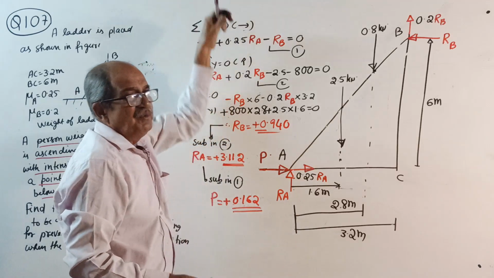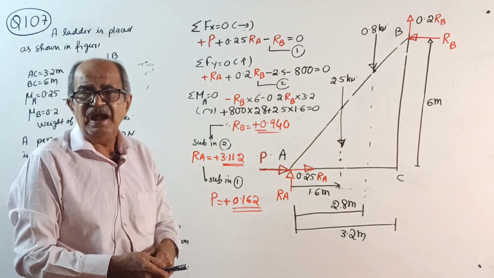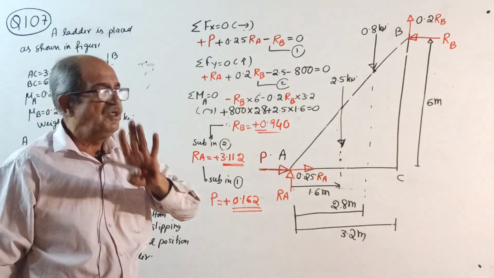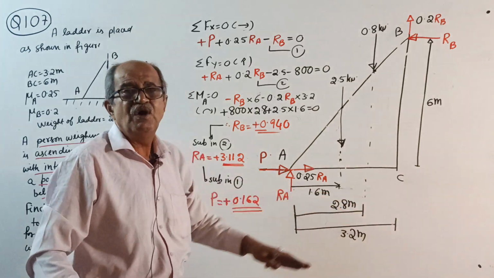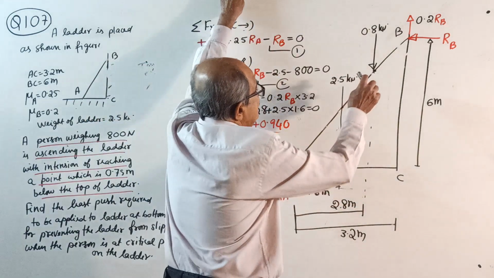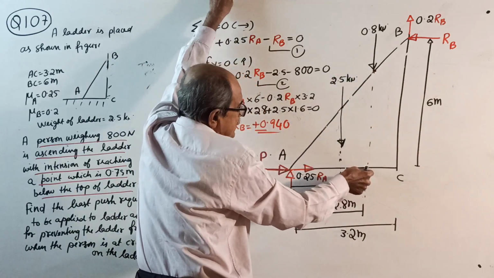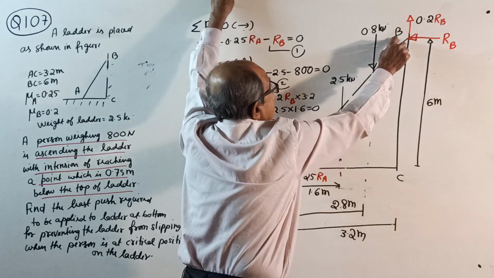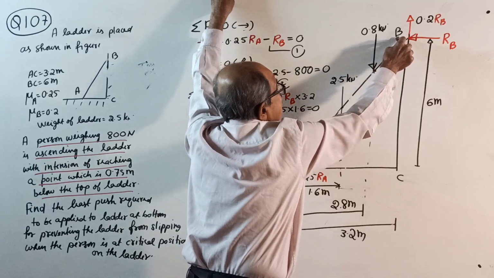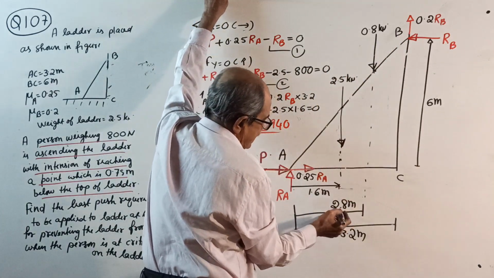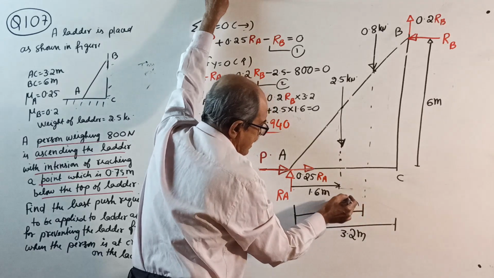See, wherever the person is standing along the ladder, we want the horizontal distance of the person. Why? For taking moment. Sometimes they will give you this distance, sometimes this side, sometimes that side. Now they are giving this side, or they can give this distance. For that, I told you here this 2.8 meter, I will clarify now.